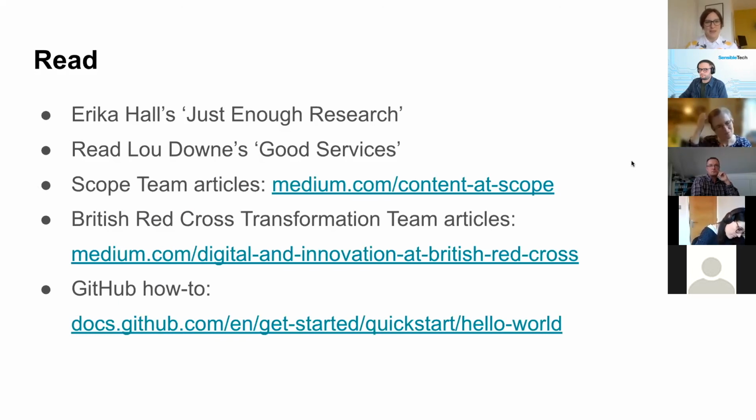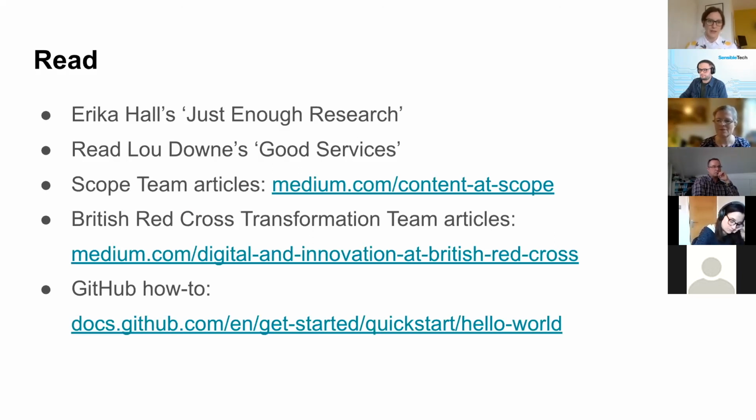These are some of the famous books. Erica Hall's Just Enough Research, which is really good and really great for increasing your confidence around user research. Lou Downs' Good Services, about creating services. So yeah, obviously it involves user research.